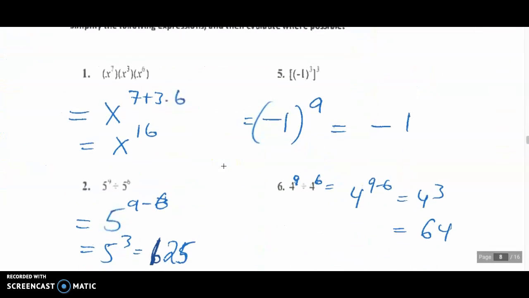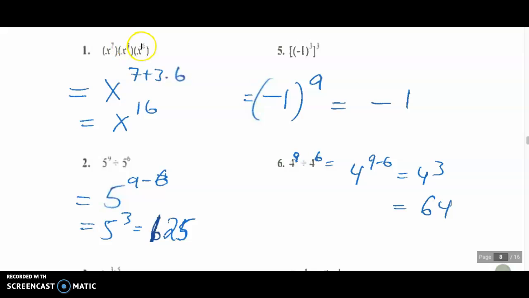So we did a bunch of questions in class here. You have 7, 3, and 6. They're multiplying, so what you do when you multiply is you add. That's a mistake there. That should be 7 plus 3 plus 6, and that's 16.